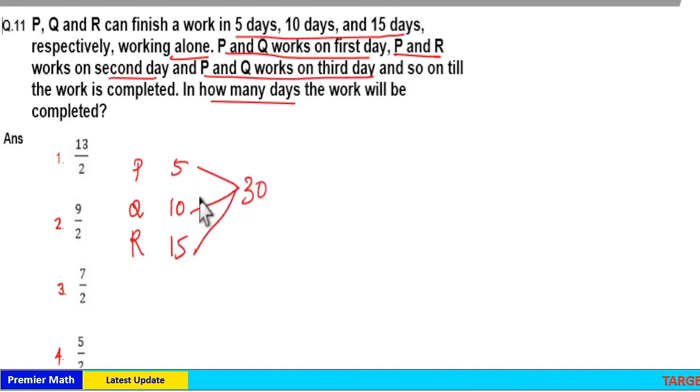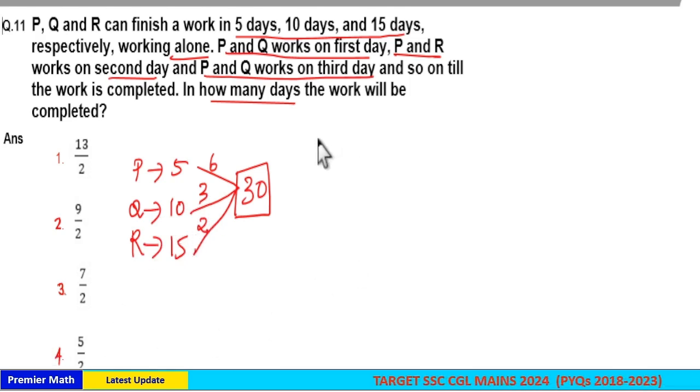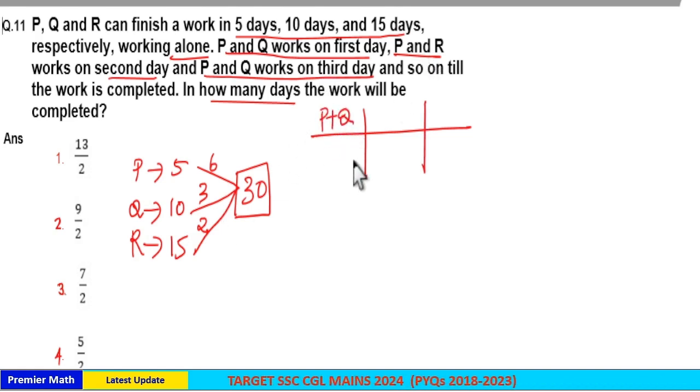Take the LCM. LCM is 30. 5 goes 6 times in 30. 10 goes 3 times in 30, 15 goes 2 times in 30. Total work is 30 unit and P can complete 6 unit in 1 day. Q can complete 3 unit of work in 1 day. R can complete 2 unit of work in 1 day. And here P works daily and Q and R work alternately. That is, P plus Q work on first day and P and R work on second day. Again P plus Q work on third day and so on.